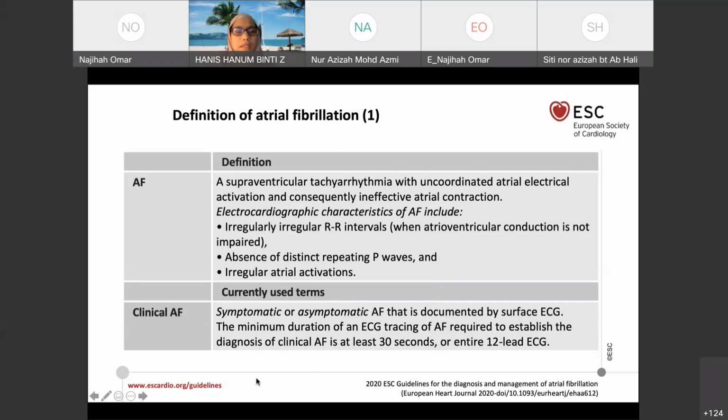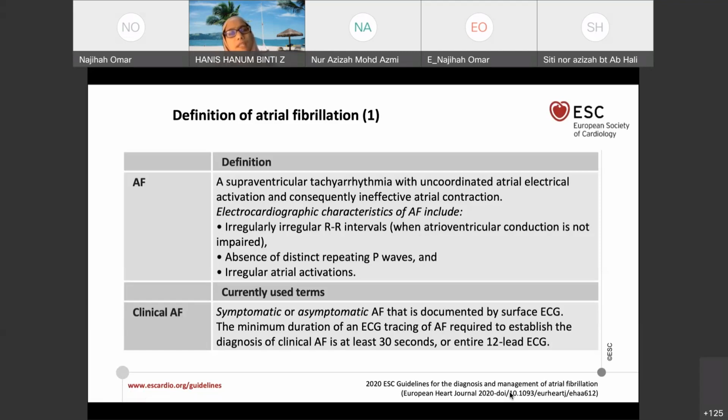So there is a currently used term called clinical AF: symptomatic or asymptomatic AF that is documented by a surface ECG. The minimum duration of an ECG tracing of AF required to establish the diagnosis of clinical AF is at least 30 seconds, or the entire 12-lead ECG.